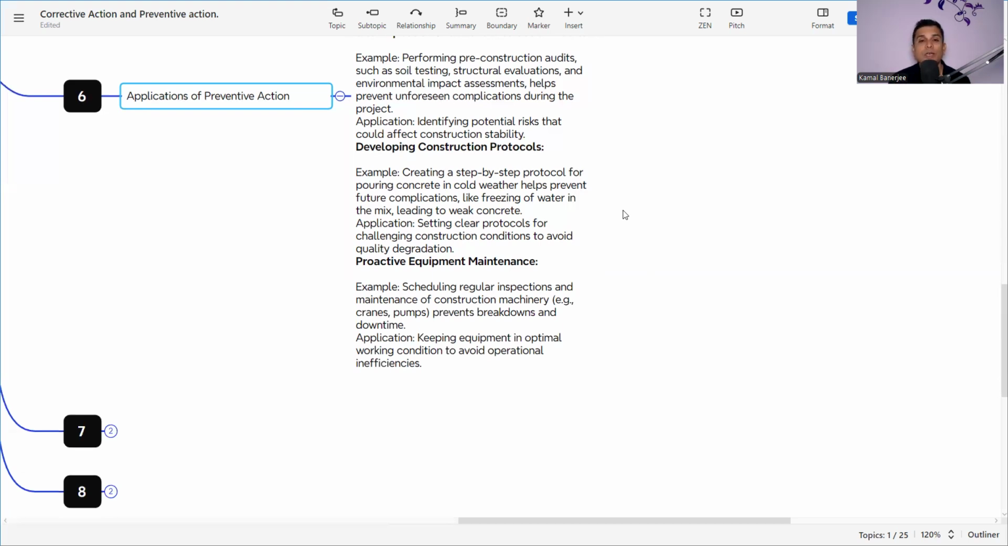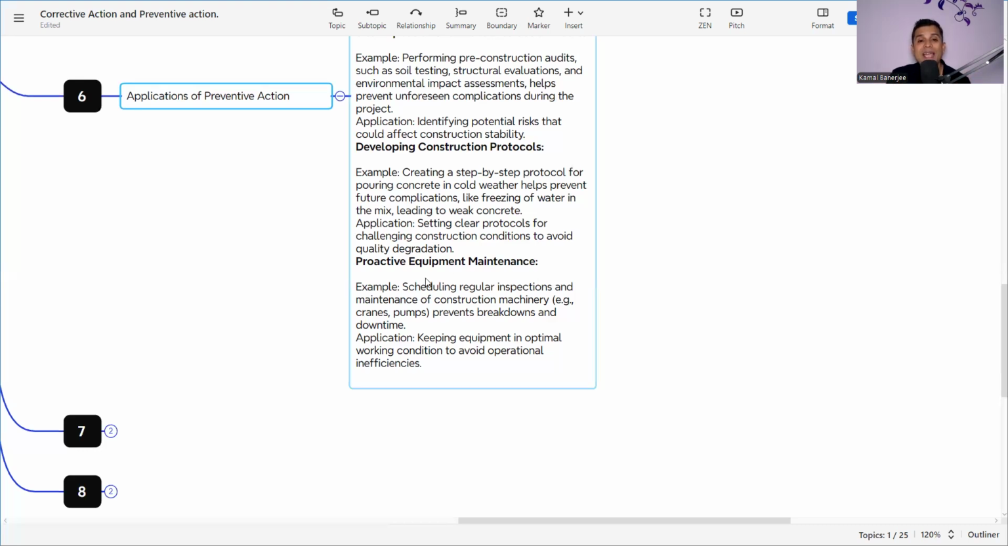So it is also helping us with the construction protocols or construction sequence. For example, whenever we are doing concrete in cold weather, the freeze-thaw cycle can happen and cause cracks in the concrete, or there can be a problem in the temperature gradient, so thermal gradients can arise inside the concrete. So we need to protect the concrete with temperature control and temperature monitoring. So this also helps the application. We can apply the preventive action in this area also.